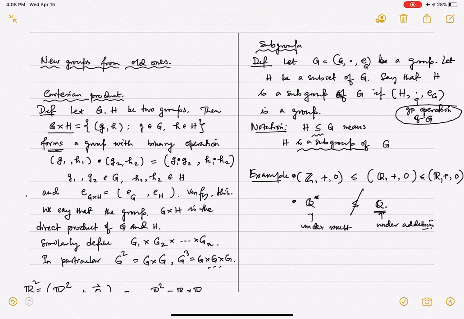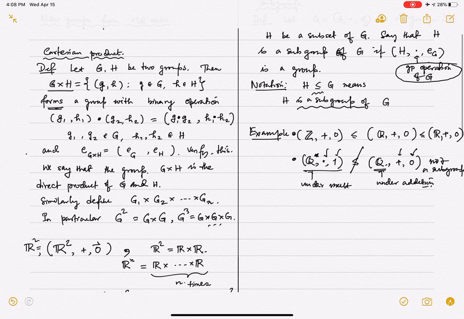These are different operations, so this is not true. Because if you write the whole thing, this is the group, and here it's plus and 0. So the operation is different. The identities are different. It's definitely not a subgroup.